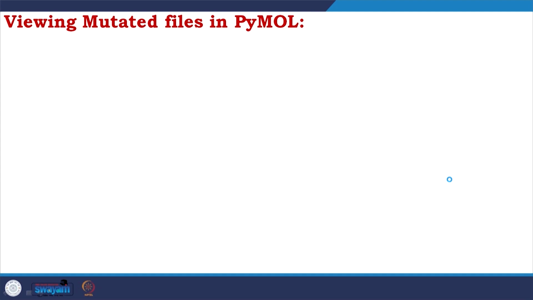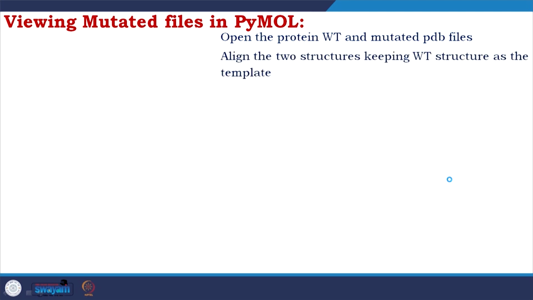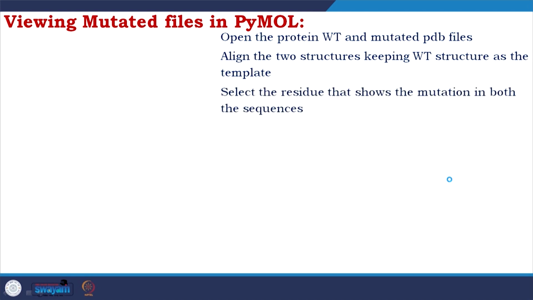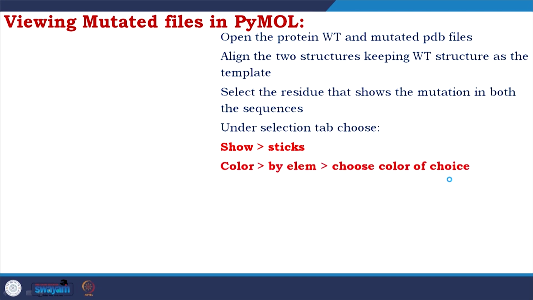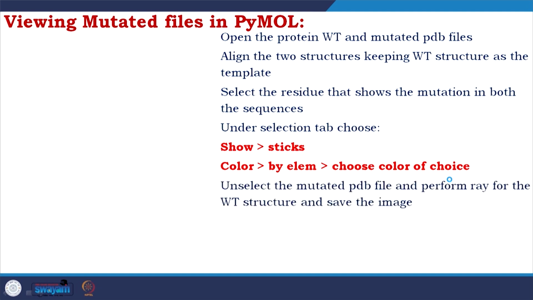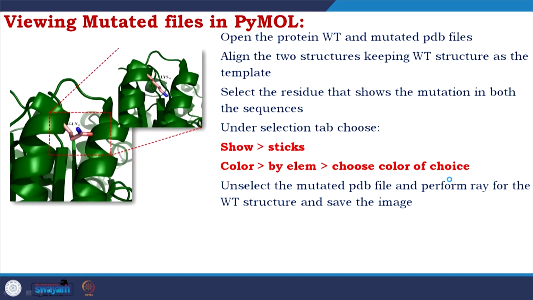Now, you want to view the mutated file in Pymol. Again, you open the protein wild type and mutated PDB files. You align the two structures keeping the wild type structure as the template. You select the residue that shows the mutation in both the sequences. Under the show tab, choose sticks. So, you make them in sticks. Color by element, choose color of choice. Unselect the mutated PDB file and perform ray for the wild type structure and save the image.